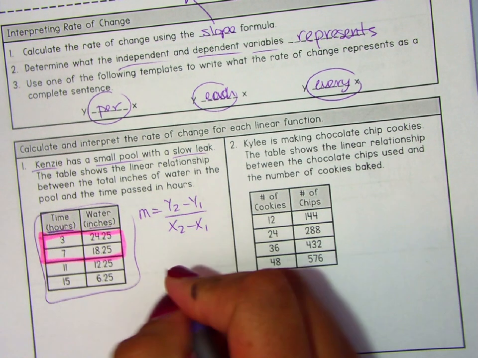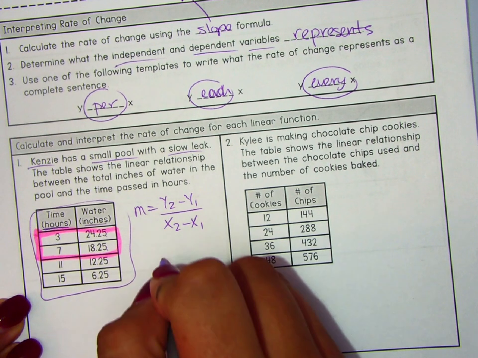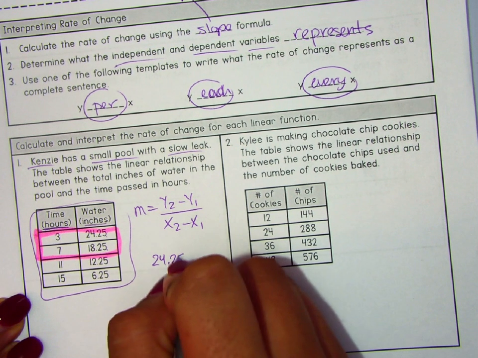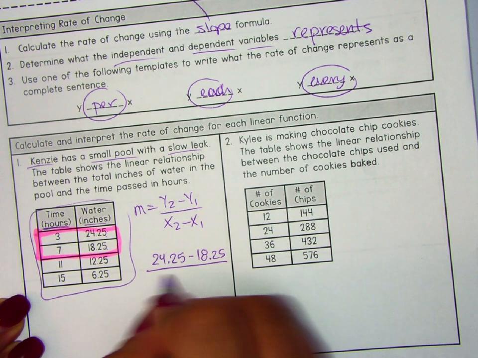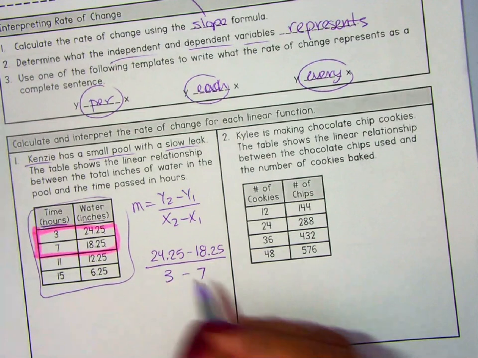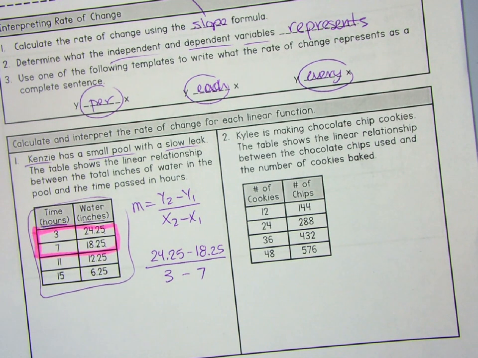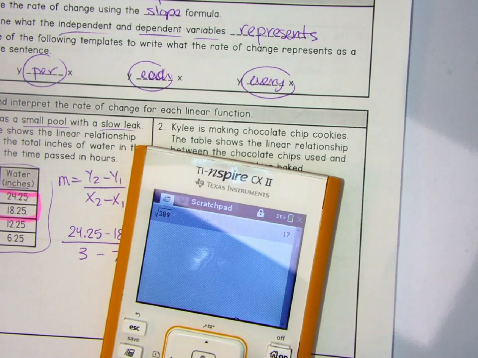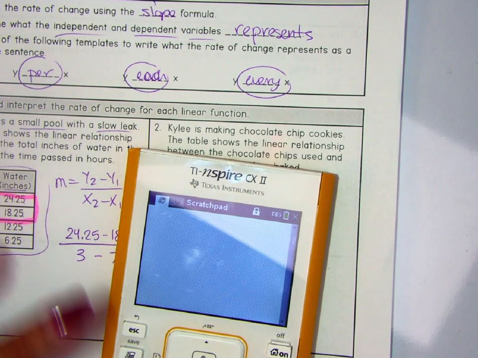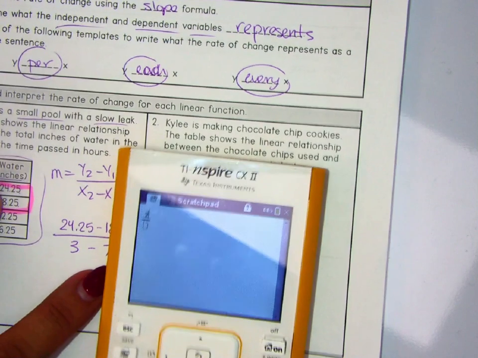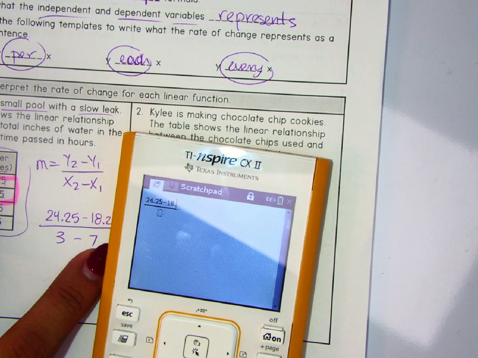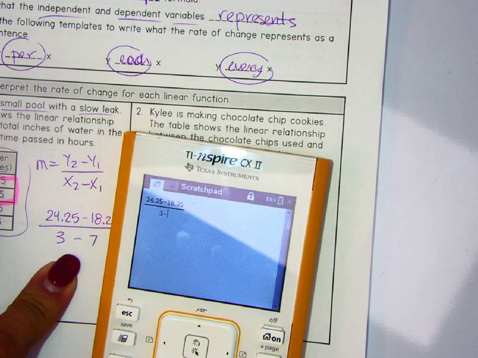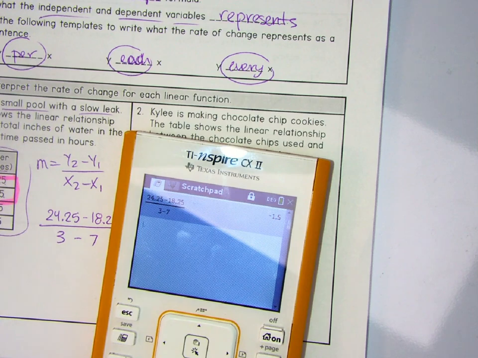We're going to calculate by replacing the y values on the top. So 24.25 minus 18.25 over the x's. So we're going to do 3 minus 7. If you type this in your calculator or do the math individually, you can get the answer in one step. Here's an example of how to type it. We're going to do 24.25 minus 18.25 over 3 minus 7. And the answer is negative 1.5.